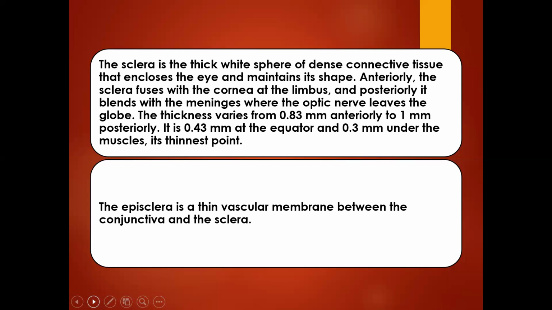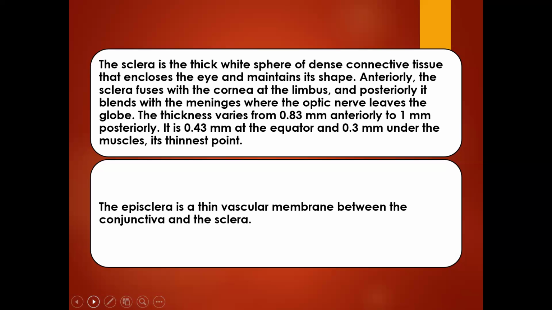Now, anteriorly, the sclera fuses with the cornea at the limbus, and posteriorly, it blends with the meninges, where the optic nerve leaves the globe. The thickness of the sclera varies from 0.83 millimeter anteriorly to 1 millimeter posteriorly. It is about 0.43 millimeter at the equator and 0.3 millimeter under the muscles. It is the thinnest point of the sclera, that is around 0.3 under the muscle.